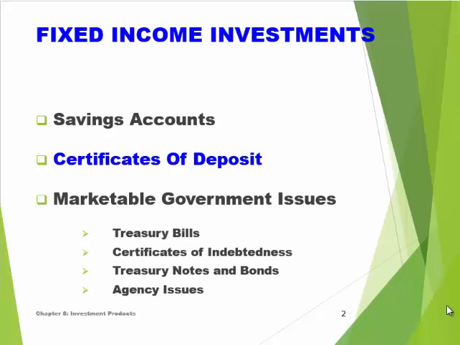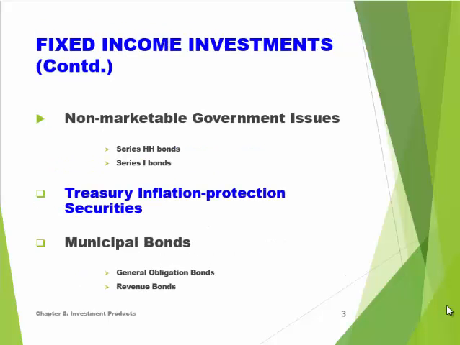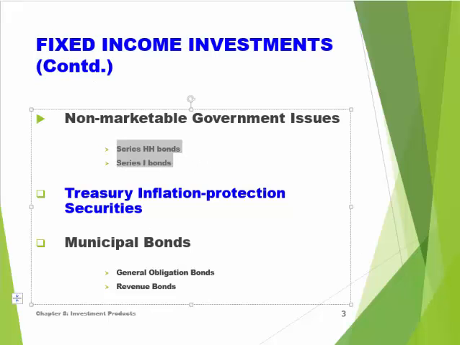What are the types? Of course, there are savings accounts, certificates of deposit at banks. There are marketable government issues: treasury bills, treasury notes and bonds, agency notes. Again, a variety of government supplied issues. Non-government types or non-marketable government issues are the typical savings bonds that Grandma and Grandpa got you for Christmas or for your birthday.